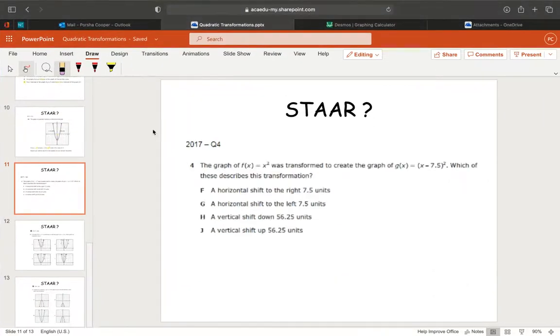All right, here we go with another question. This is from the 2017 STAAR test. This is question number 4. It says the graph of f of x equals x squared, again starting with that parent function, was transformed to create g of x is equal to (x minus 7.5) squared, and which describes the transformation.